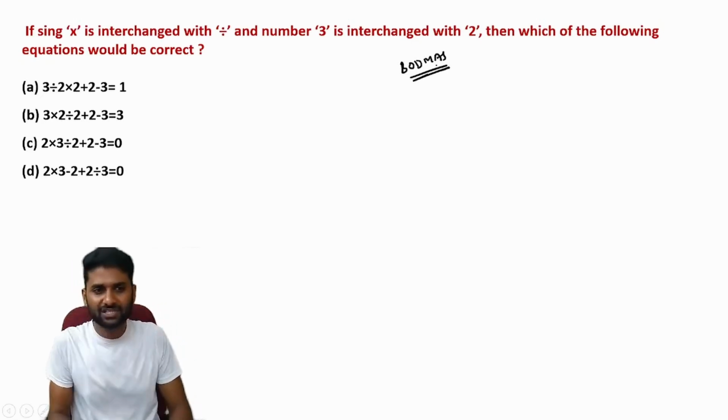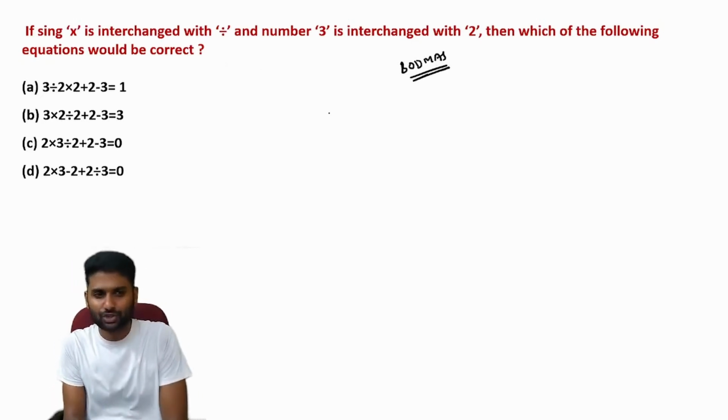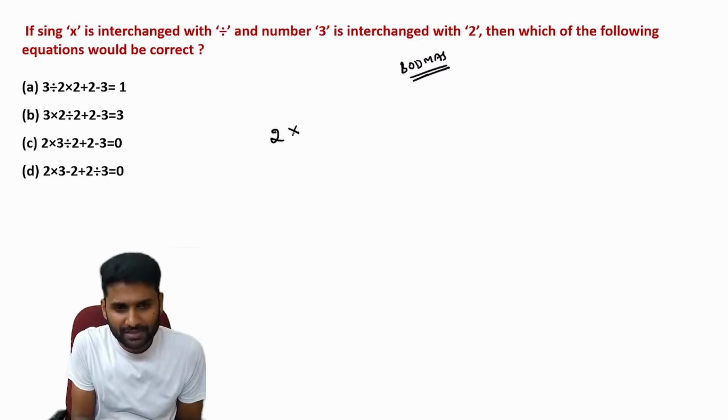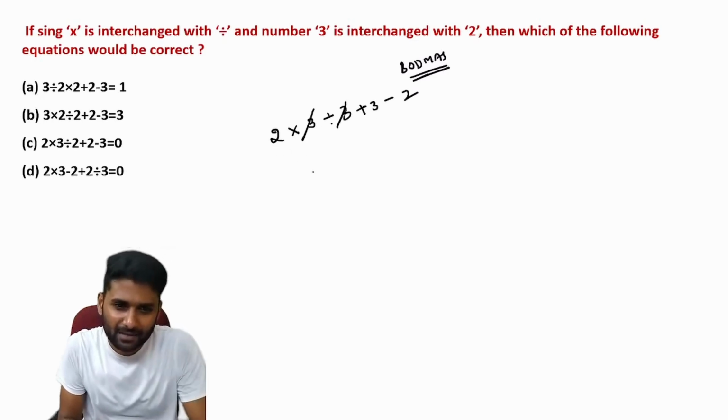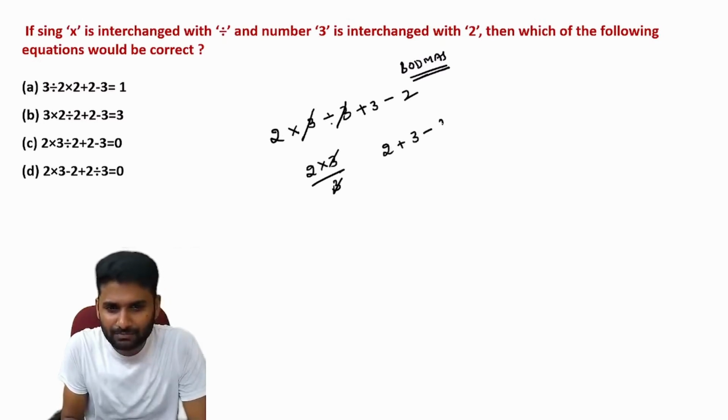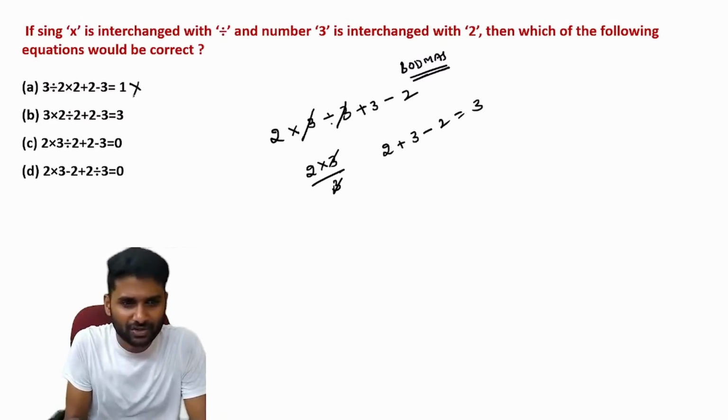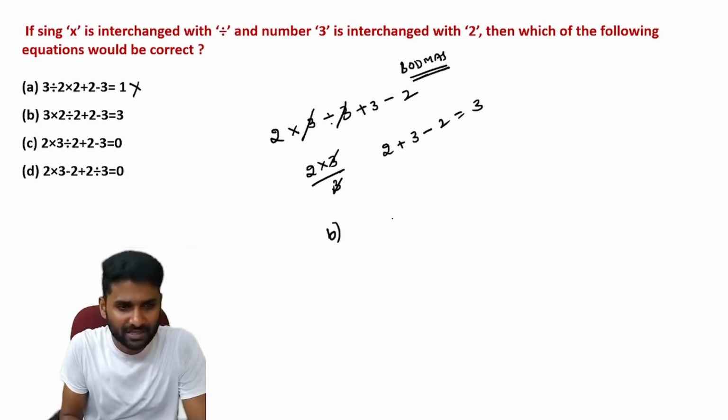So interchange multiplication with division, 3 with 2. 2 is 2, 3 divided by 2. Guys, 2 should be a 3, right? Plus 3 minus 2. 3, 3 cancel. So 2 into 3 divided by 3, 3, 3 cancel. Then we have a value equal to 3. So this is wrong. Let's check with option B once again.